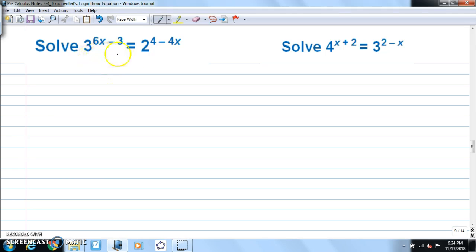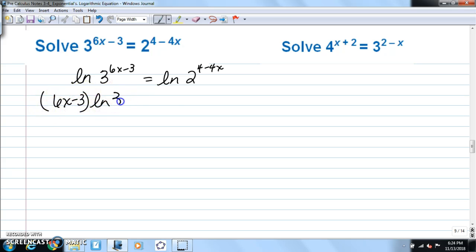Okay, so what if we have something like this that has expressions with it? Well, you're still going to take the log of both sides, and again, it can be natural log as well. Doesn't matter. We'll solve this one with natural log. Take the natural log of both sides, and you're still going to take this power out in front. So it's 6x minus 3 times the natural log of 3. This is 4 minus 4x, that quantity, times the natural log of 2.